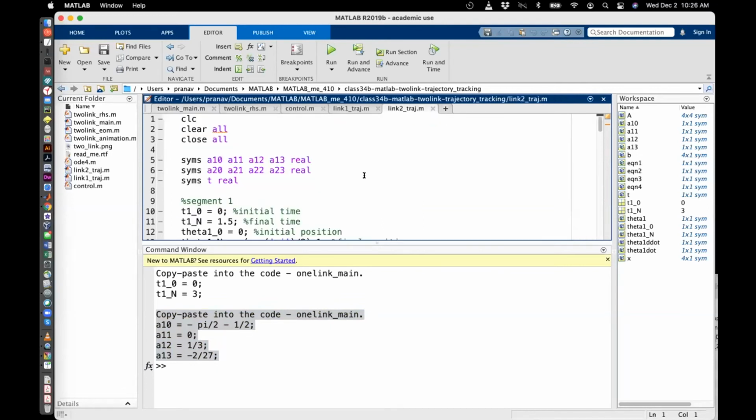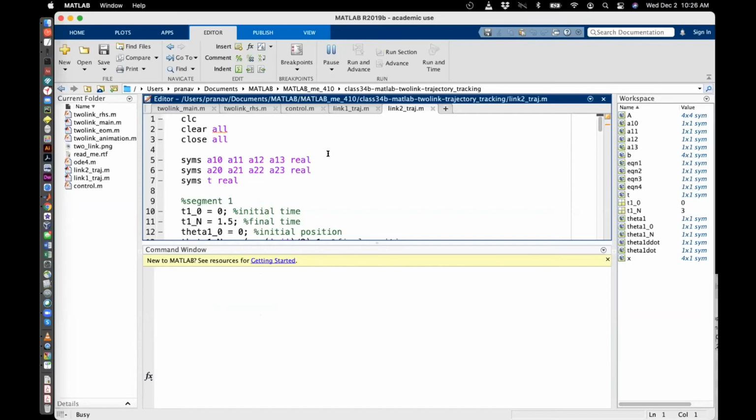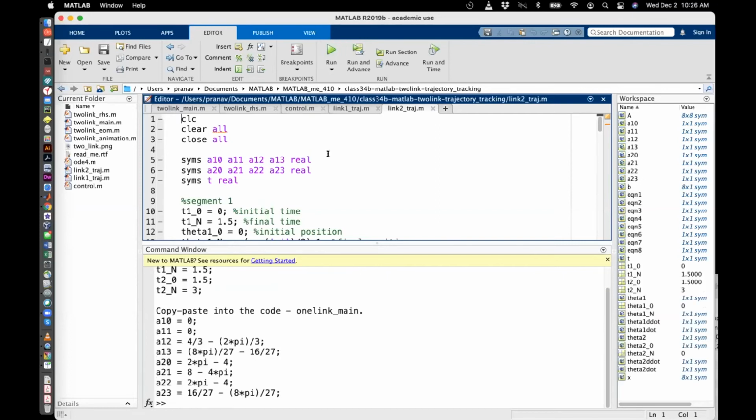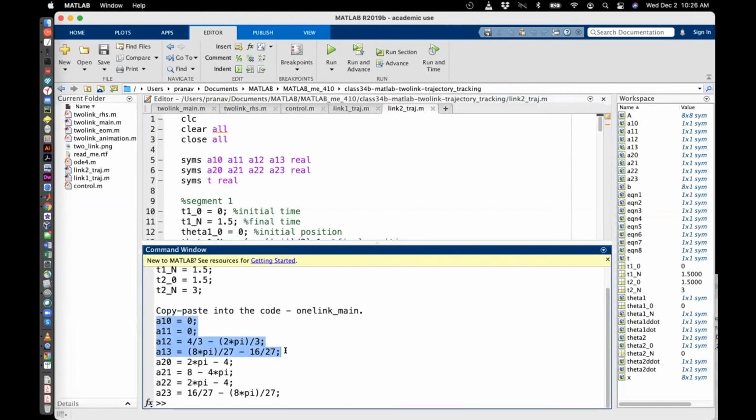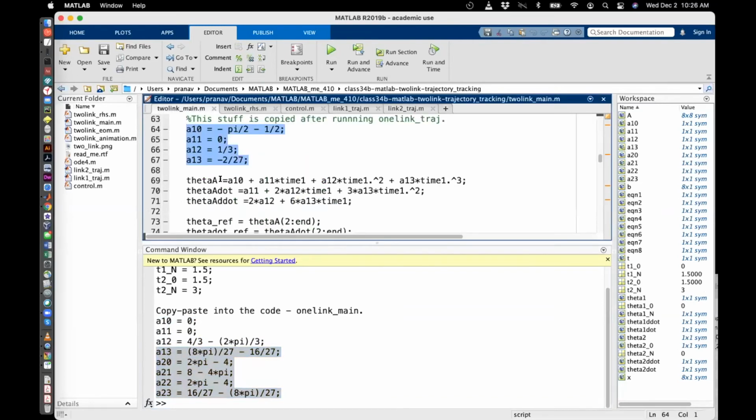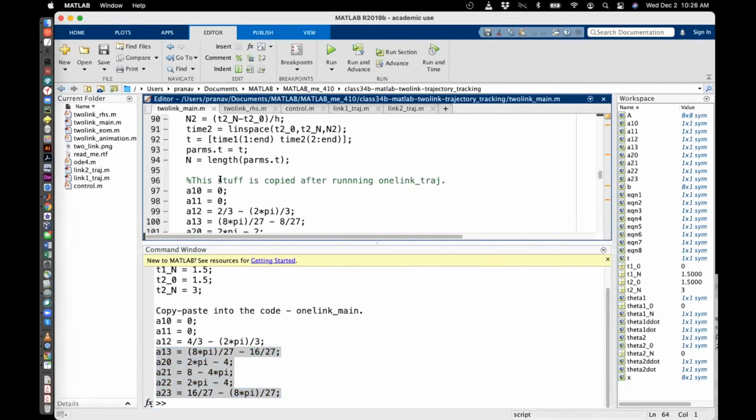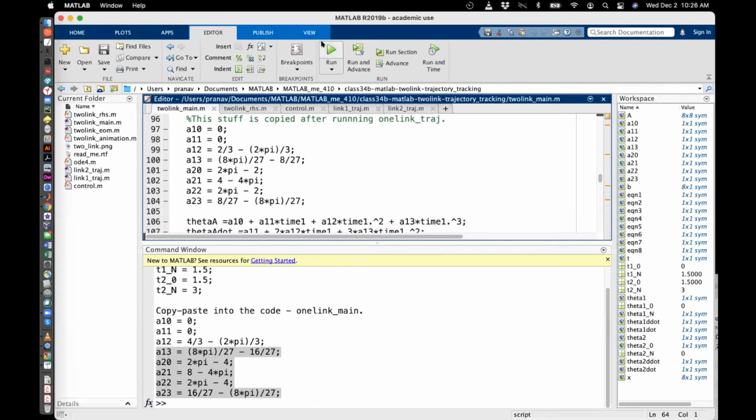Similarly, the other file, for the second link, does the same thing. It will throw out 2 of these sets. One would be the A's for the first part, swinging backwards. The calf muscle swings backwards, and then the forward motion, which is the second set of parameters, which again have to be copy pasted into link main right here. Okay, so let's run this and see what happens.